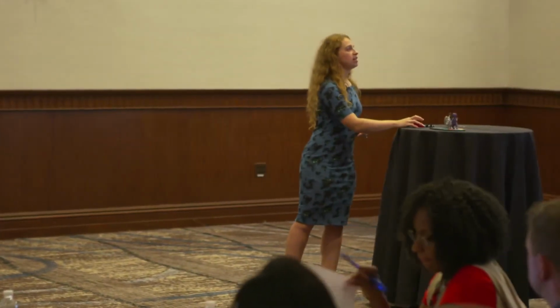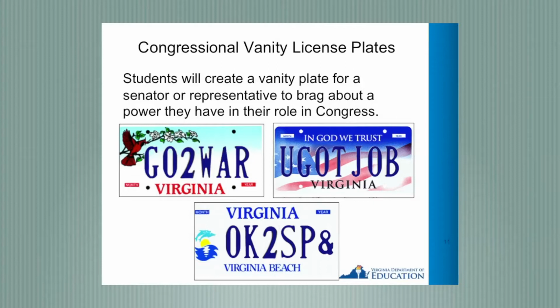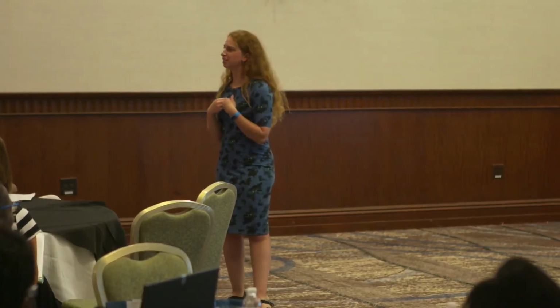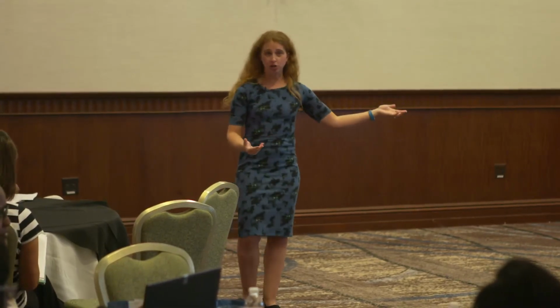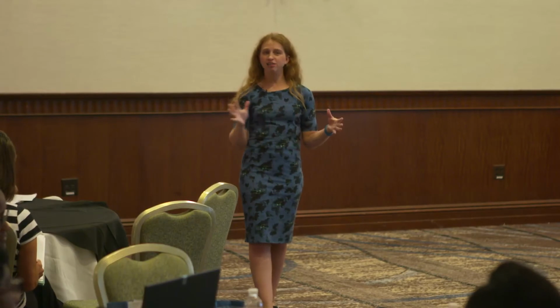Okay, so your performance assessment here is going to be to create a congressional vanity license plate. So you're gonna create a vanity plate that a senator or representative would use to brag about the power that they have. I kind of came up with this idea because I have a vanity license plate. When I wanted to get that plate, I had to go to the DMV site and find what my plate is gonna look like, and what I want my plate to say, can it actually say that? So you can go to a personalized plate and check to see if the character combination that you wanna use is available.